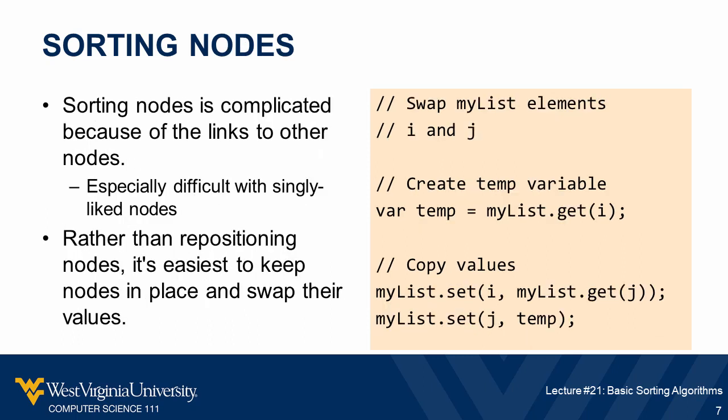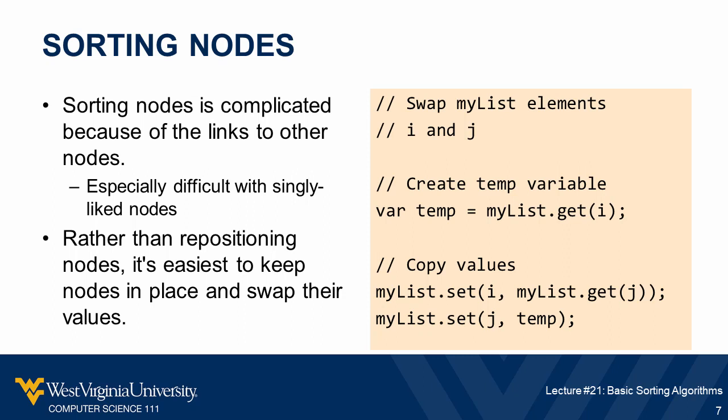When we're sorting data that's stored in nodes, you might think that we might just take the nodes that we need to swap or move around and update the links to hook them up to whatever their new positions are supposed to be. As it works out, that's actually a really complicated way to do things, especially if you're working with singly linked nodes. It can be hard to figure out what other nodes you need to update, especially if you don't have the ability to go in both directions from a node.